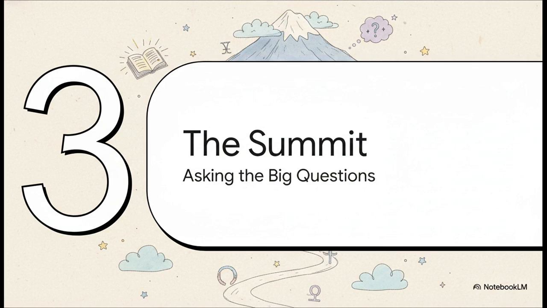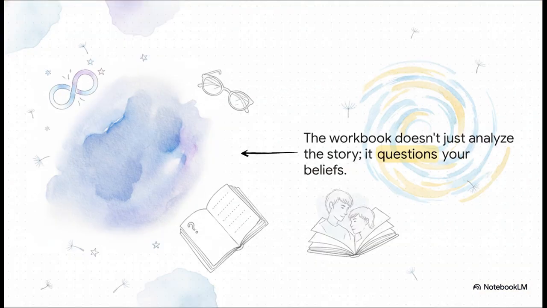So after digging into language and symbols, we finally get to the summit of this whole journey. This is where the workbook really challenges us to face the huge philosophical questions that beat at the very heart of the novel. And right here is where things pivot. It stops being just about analyzing Hazel and Gus. The goal now is to use their story like a mirror and start asking questions about our own lives and what we actually believe.